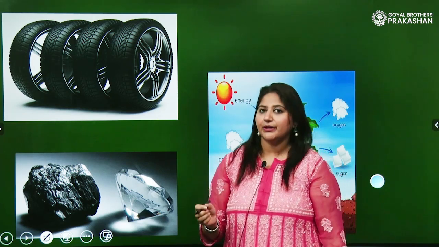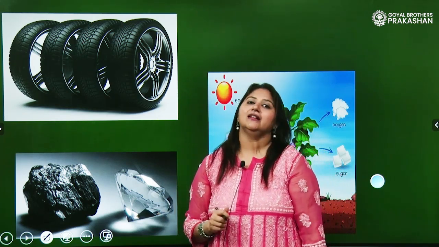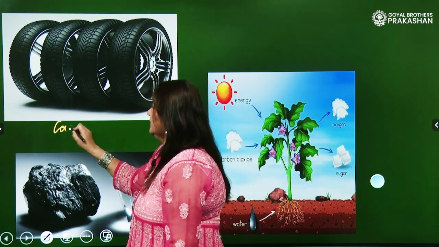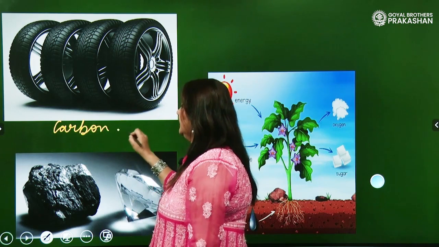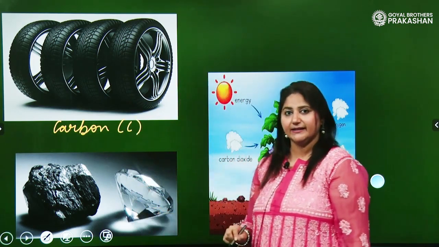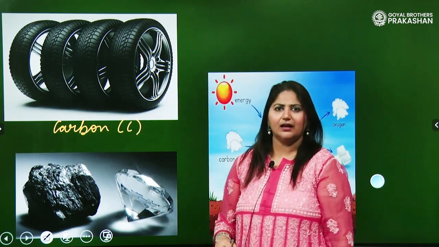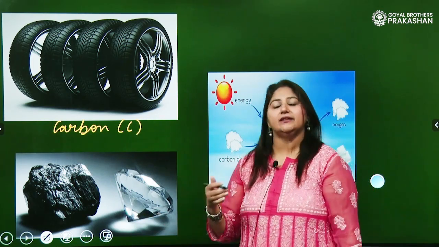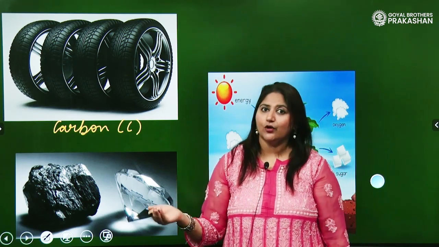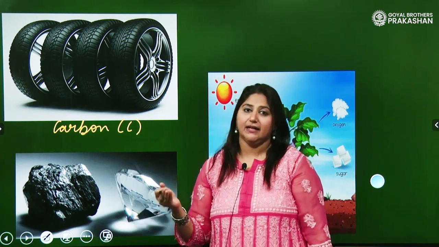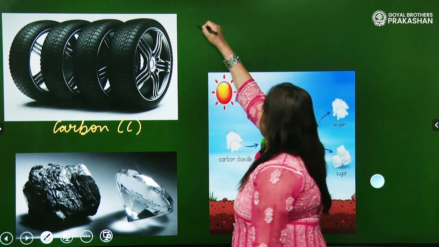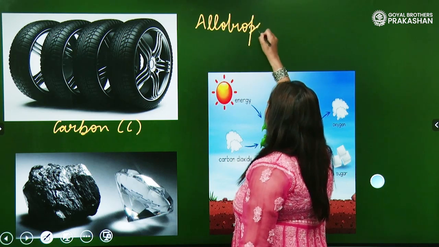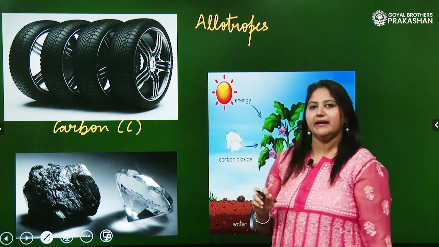One of the main components of tire is carbon. Yes, it contains carbon. And now, what is the symbol of carbon, children? The symbol of carbon is capital C. Yes. Now, what are these? These two different types of stones? Actually, children, carbon has different forms and those different forms are known as allotropes. Yes, what is the name I am saying? The term I am talking about is allotropes. This is the spelling. Learn the correct spelling.